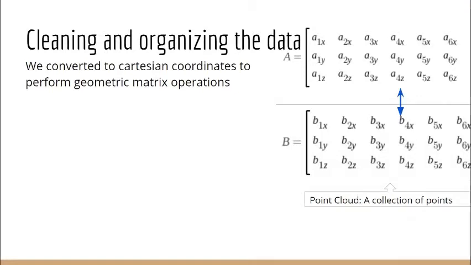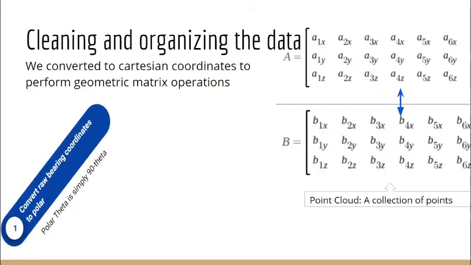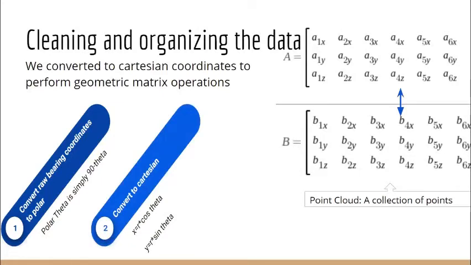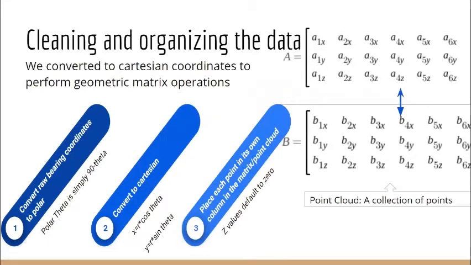Before we can go ahead and start solving the point set registration problem to find our rotation and our transformation, we need to make sure that our data is manageable and readable. You can only perform geometric matrix operations with Cartesian coordinates. We converted the raw bearing coordinates to polar coordinates by doing 90 minus theta. Then we converted these to Cartesian coordinates, which is simply r cos theta, r sin theta. And finally, we place it into a matrix: one matrix for the pre-image, let's call that state A, and one for the post-image, state B.